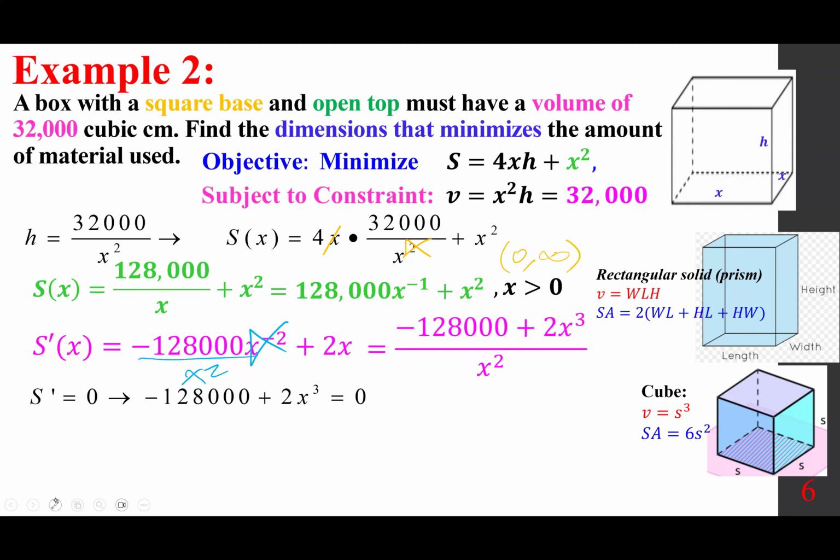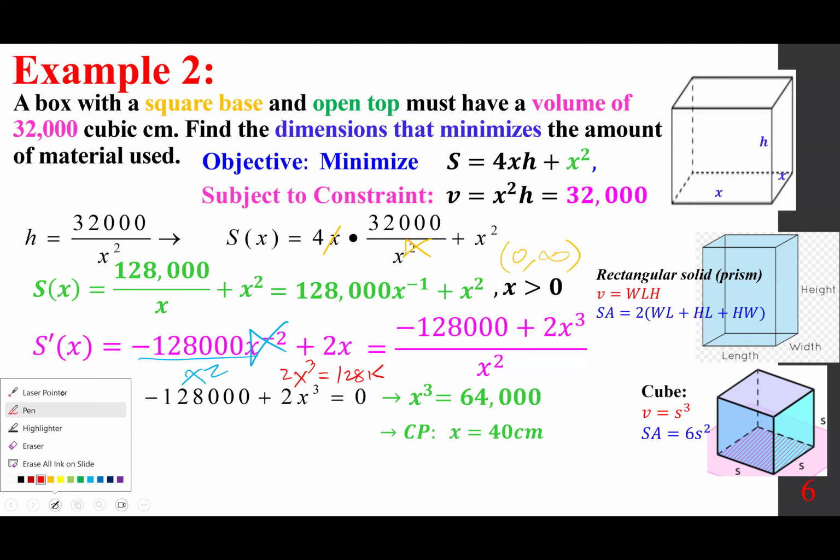This means 2x cubed equals 128,000, so x cubed equals 128,000 divided by 2, which is 64,000. Take the cube root, and x is 40. So what do we have? An open interval with only one critical point. So local becomes absolute. Now, is this a local min or local max?